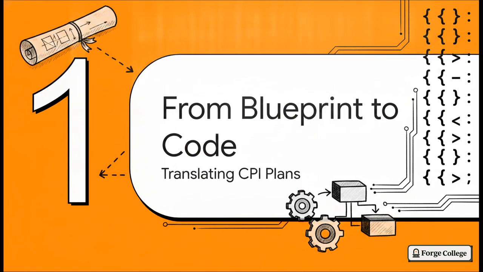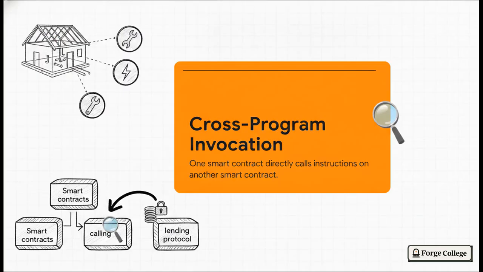Section 1. From blueprint to code, translating CPI plans. We are making a big jump here from our previous lesson on multi-sig wallet contracts straight into the mechanical reality of cross-program invocations. So, what exactly is a CPI?